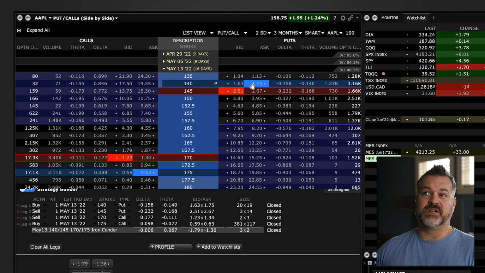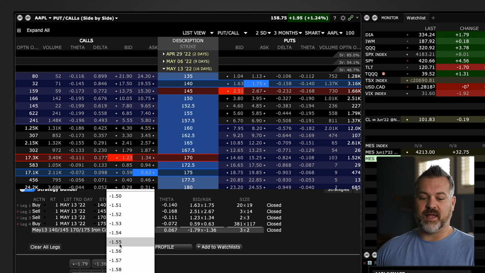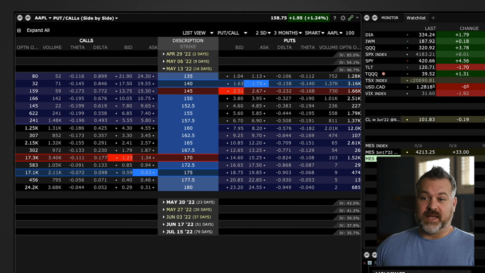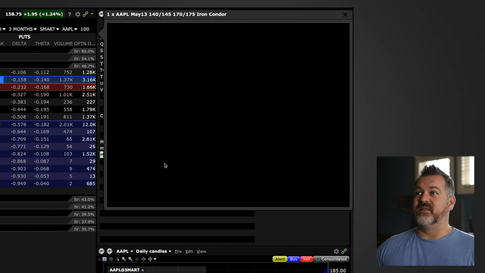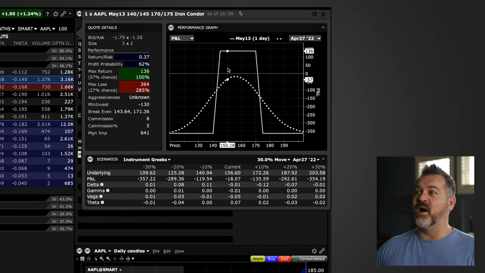And if the stock trades below 140, my max cost to buy out is going to be $500. The max profit on this trade is going to be the credit collected. So if we pull this up, the credit collected, we're going to say is $1.56. Now if we look at the profit profile of this, we can visualize what this trade is going to look like at expiration.